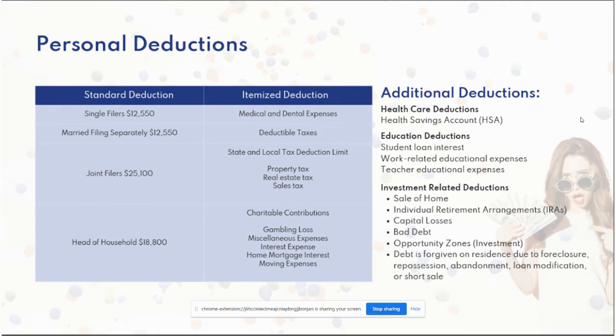After we compare the standard and itemized deduction, there are other additional deductions available to us. For example, the health savings account. If you're contributing to an HSA, you can deduct that. If you paid student loan interest, or if you have work-related educational expenses, or if you're a teacher and you bought some supplies, those are available deductions.